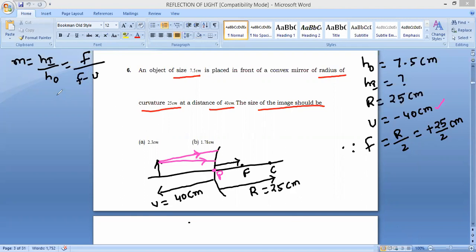So, height of the image by height of the object. Focal length, it is 25 by 2, upon 25 by 2 minus 40. See, focal length and object distance both are in centimeters only. No need to convert.